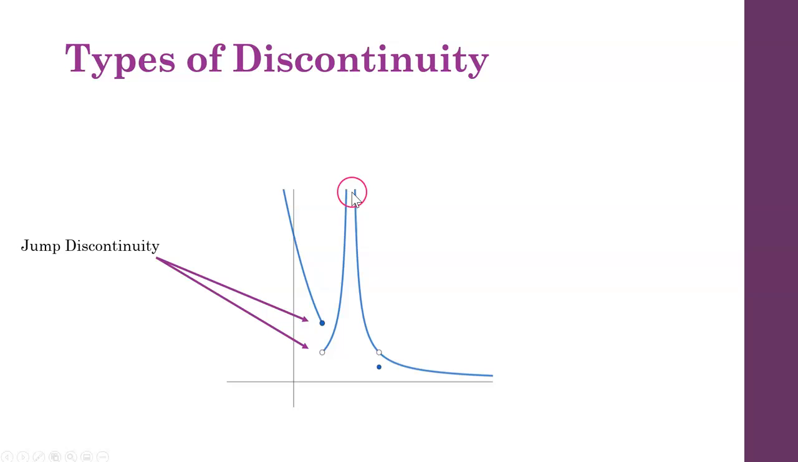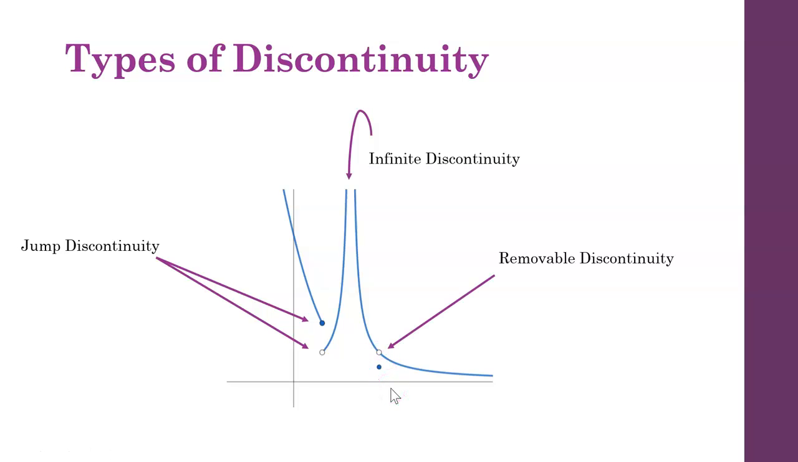The place where we have an asymptotic behavior, we refer to as an infinite discontinuity, right? So our graph is broken up into two parts there because it goes to infinity. And finally, this place where the value of the function doesn't match its limit, we refer to as a removable discontinuity, right? The discontinuity can be removed by defining the function differently. So if I take this point and move it up, the discontinuity is removed.